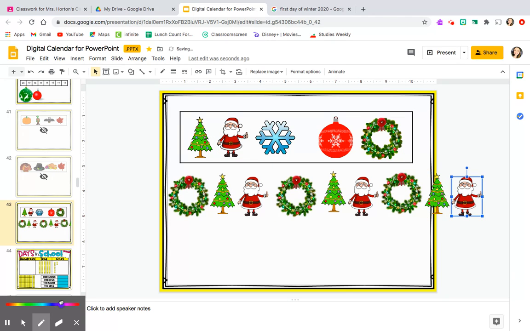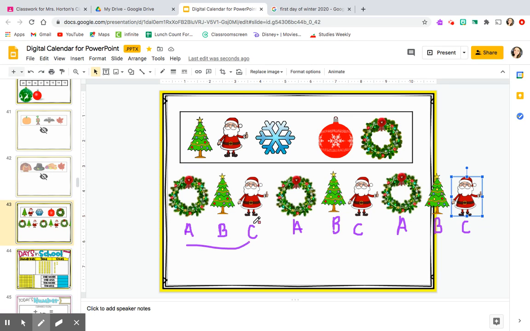All right, so let's see what kind of pattern this is. So here's A. So that's a B. And this one's different, so it has to be a C. Looky here, we're back at the wreath. And the wreath is an A. The Christmas tree was a B. Santa is C. Christmas wreath is A. Christmas tree is B. And Santa is C. So this is an ABC pattern.